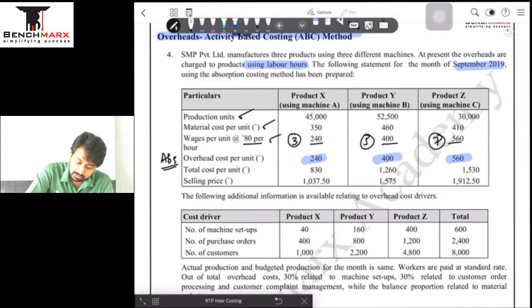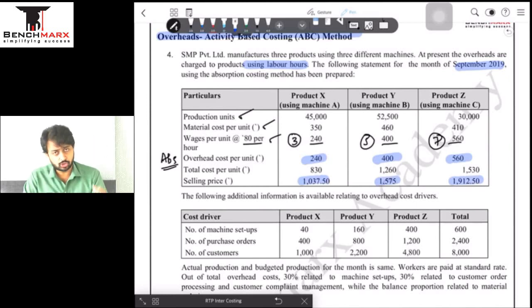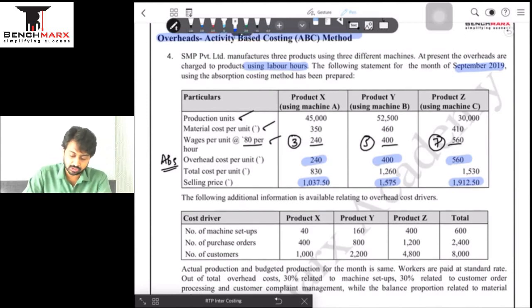Okay, total selling price has also been given. Selling price is 1037, 1575, 1912. If you compare total cost with the SP, I will get the profit per unit. Okay, now before we go ahead, has the question mentioned the absorption rate?